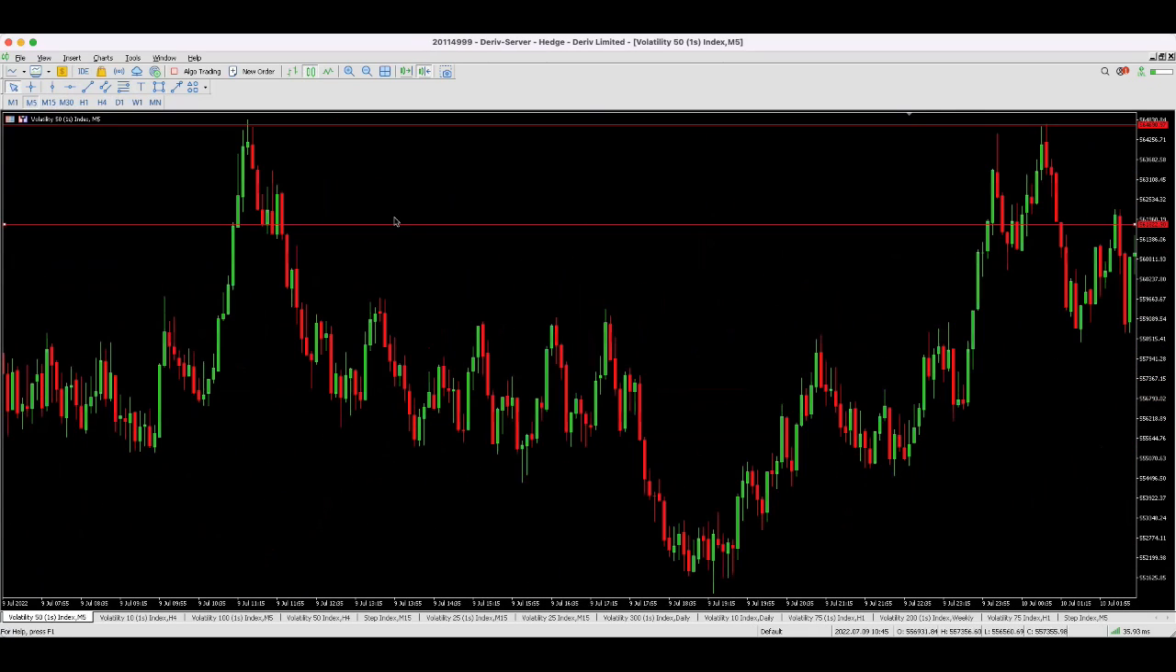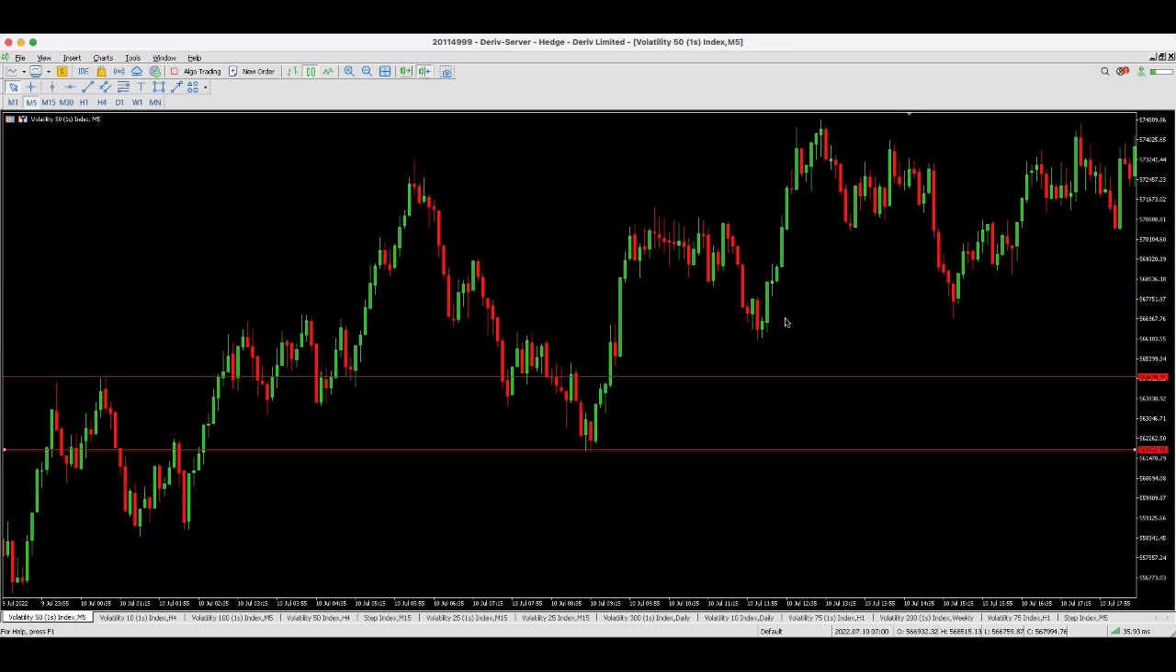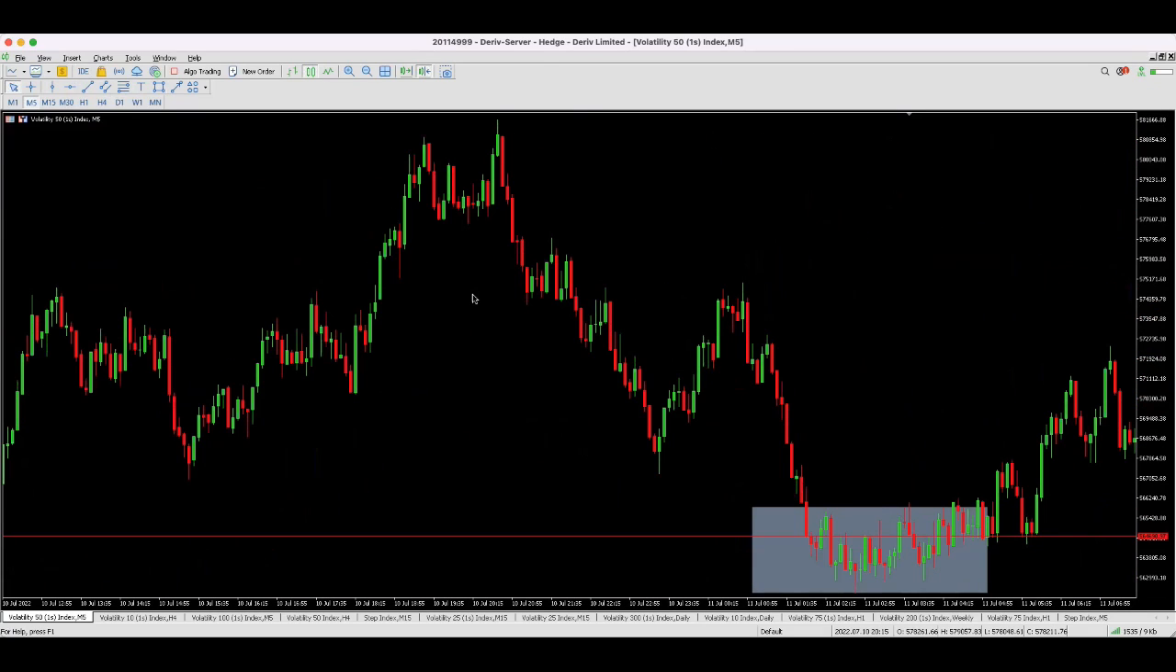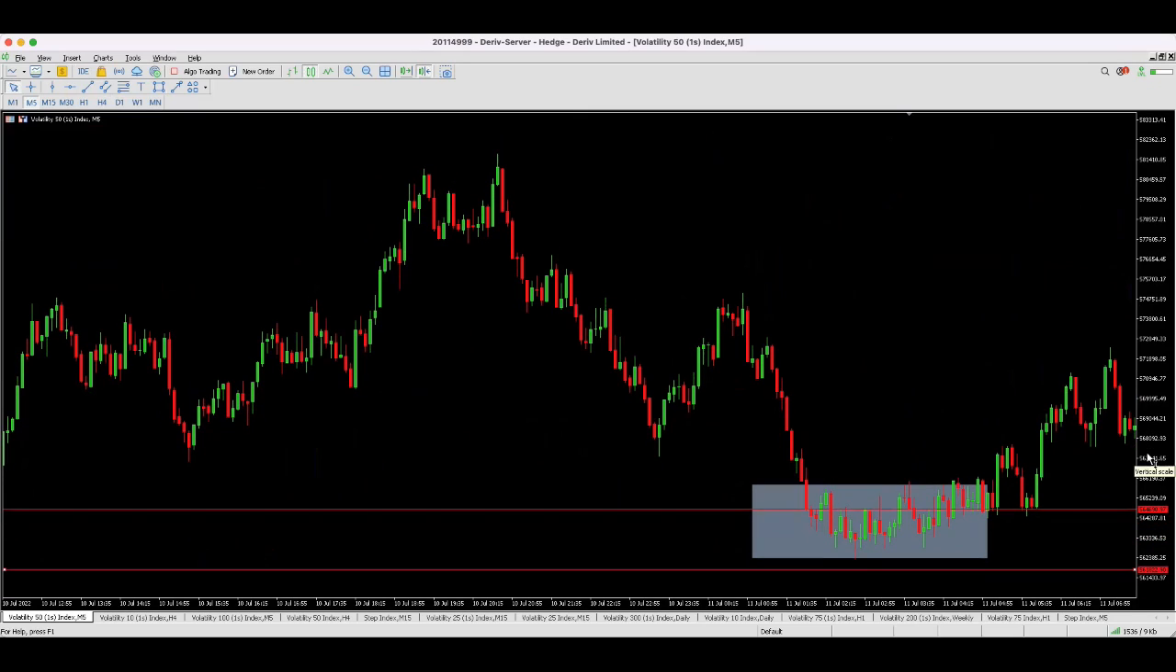Okay, so now let's scale down to the lower time frames, and we're going to look for that entry confirmation. And guys, if there's no entry, if there's no trend line break, don't take the trade. This is where discipline comes in. You really need to be disciplined, okay? If there's no trend line break, don't take the trade.